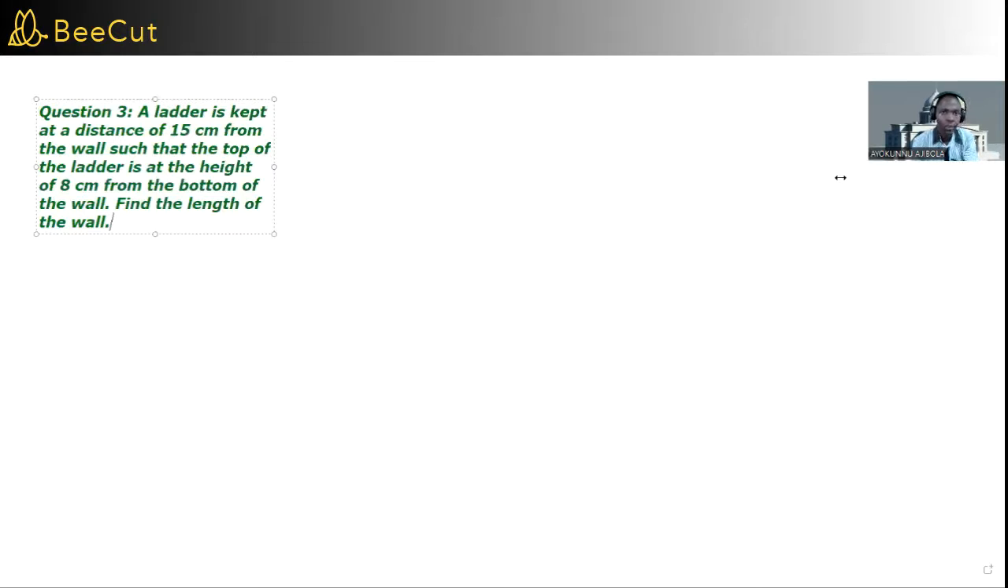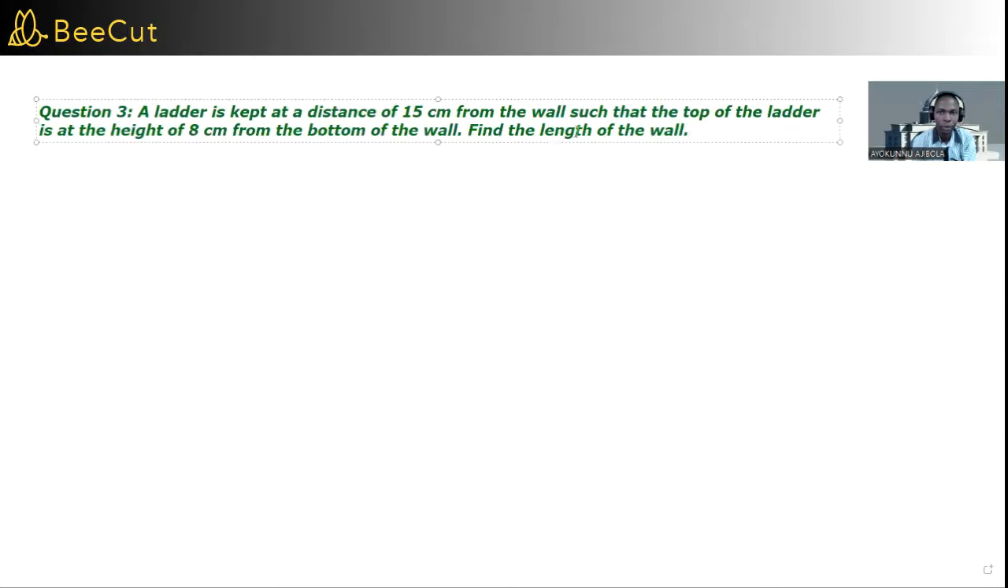Let's say a ladder is kept at a distance of 8 cm from the wall, such that the top of the ladder is at height 8 cm from the bottom of the wall. Then find the length of the wall. So let's try and see something. It says the ladder is at height 8 cm from the bottom of the wall.